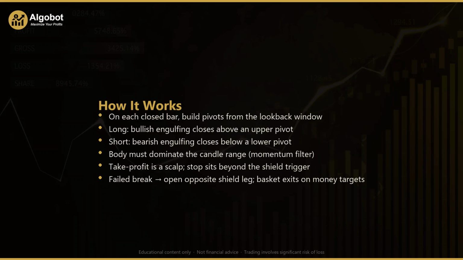From that point, money management takes over. The strategy continuously sums the net floating result of every open leg. The moment that total reaches the basket profit target, it closes everything. If instead the combined loss reaches the basket loss ceiling, it flattens everything as a hard backstop. Then it resets and waits for the next clean setup.